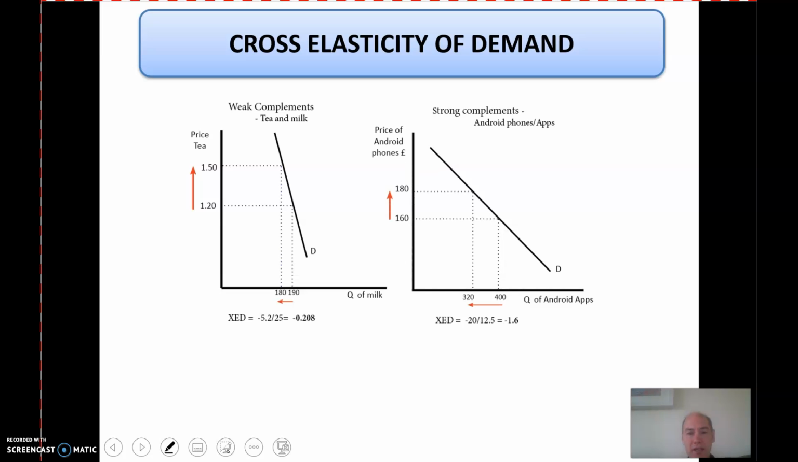Again, visually, just having a little look at this. Weak complements, tea and milk. If there's an increase in the price of tea, demand for milk isn't going to fall by much. People use milk for many reasons as well. Strong complements, on the other hand, you've got Android phones and apps. If there's an increase in the price of Android phones, there will be a greater fall in demand for Android apps, and you can see the cross elasticity there is much greater when we have a strong complement compared to a weak complement.